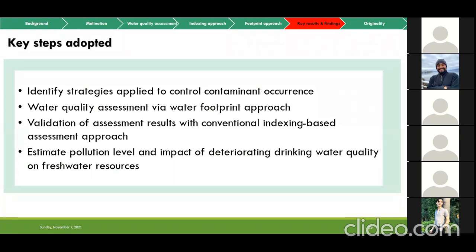So I identified the different strategies. Strategy means water treatment systems that are currently applied in Canadian municipalities, and identified what the contamination concerns are. So I assessed the whole thing using this water footprint approach. I got the results and validated. Validate means comparing the results with the established approach, the Canadian Water Quality Index, which I just explained. That was established 20 years back, and it's applicable globally.